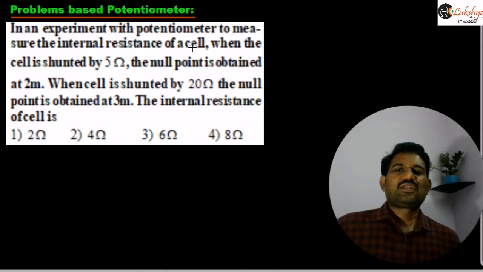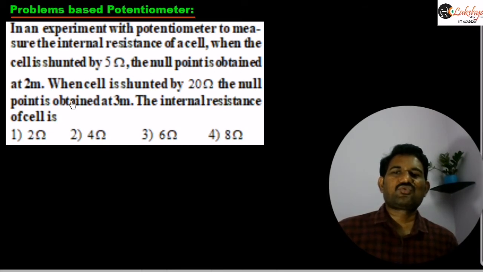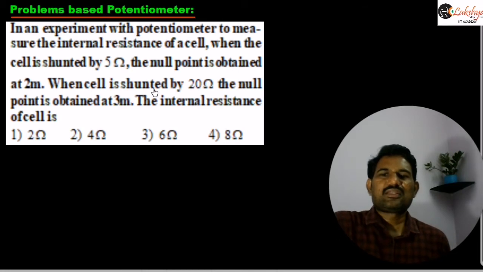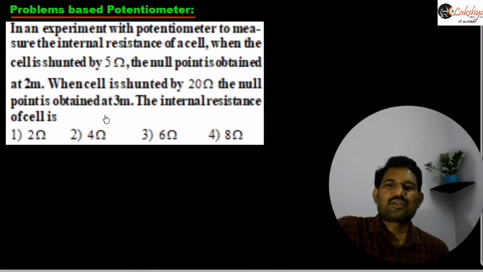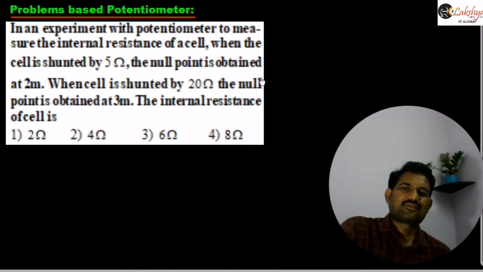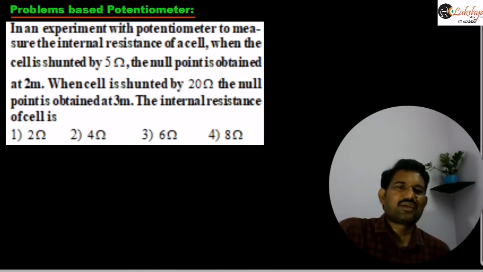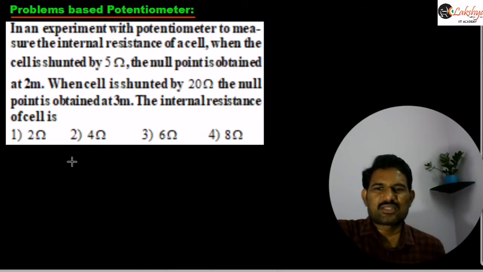In an experiment with the potentiometer measuring the internal resistance of the cell, when the cell is shunted by 5 ohms, the null point is obtained at 2 meters. When the cell is shunted by 20 ohms, the null point is obtained at 3 meters. The internal resistance of the cell is? So now we are connecting two different resistors across the cell.